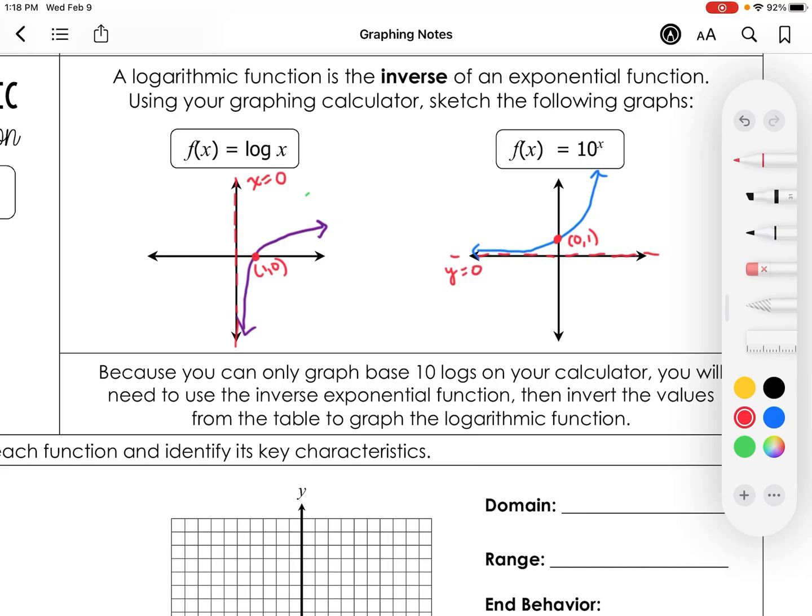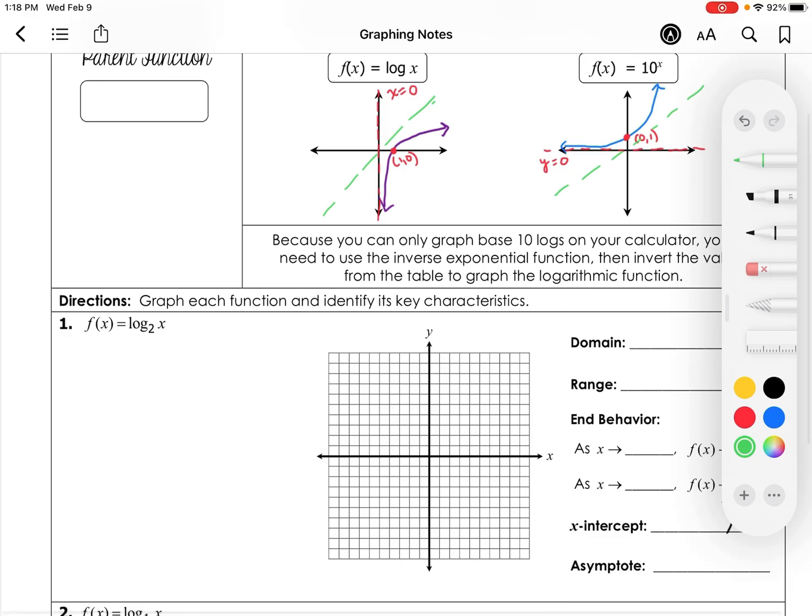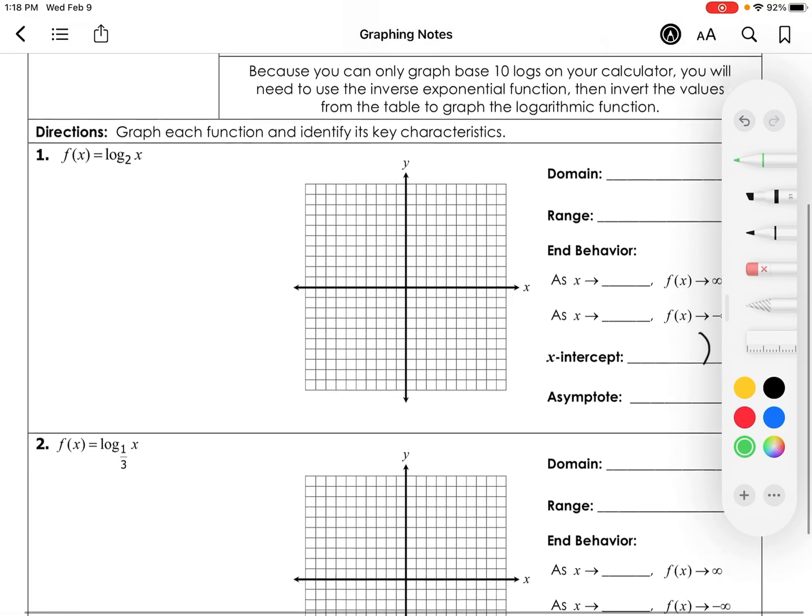Notice how for the inverses of these two functions, the x and y coordinates are flipped, and they're also reflected across each other across that diagonal line of y equals x. Let's go ahead and graph a couple of these.